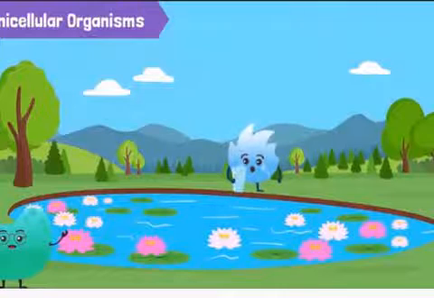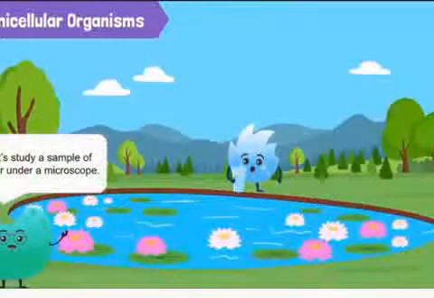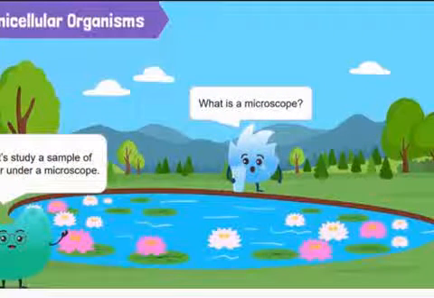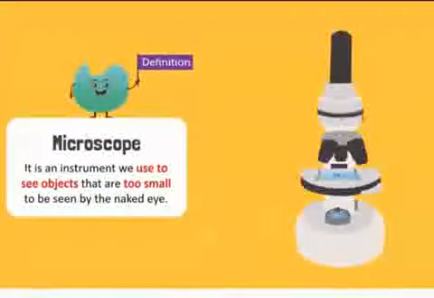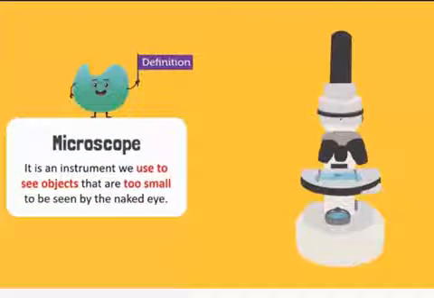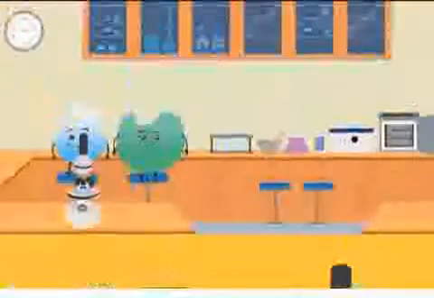Why don't we get some water from the pond? So we can study it under a microscope. What is a microscope, ma'am? A microscope is an instrument we use to see objects that are too small to be seen by the naked eye.